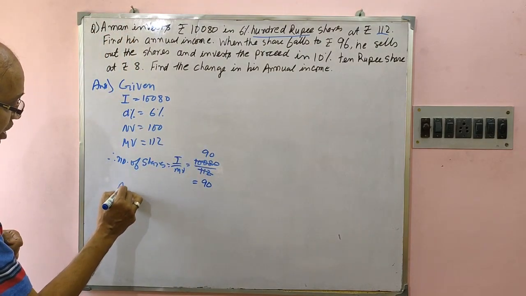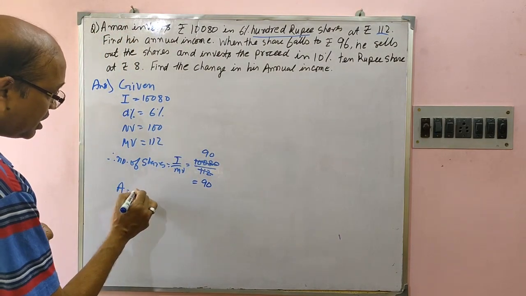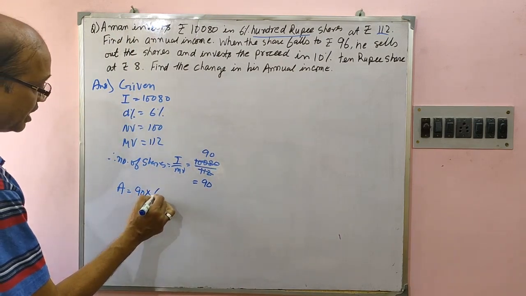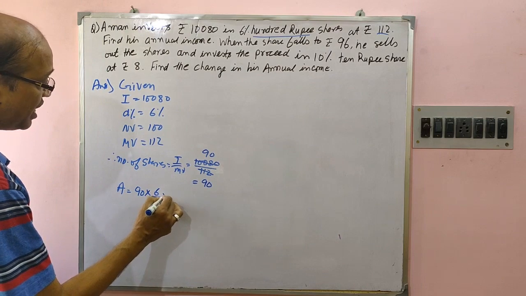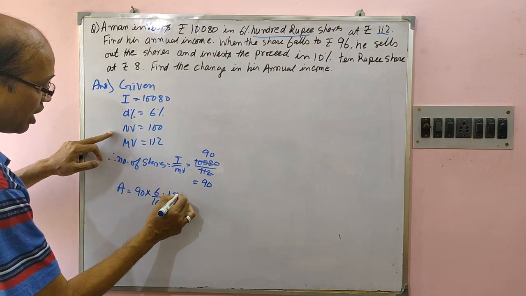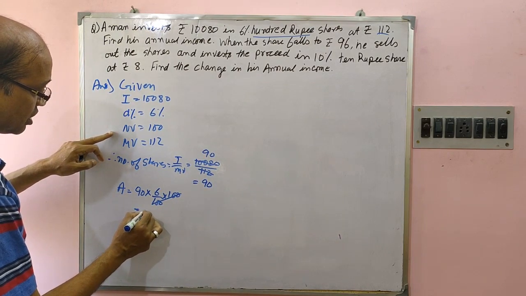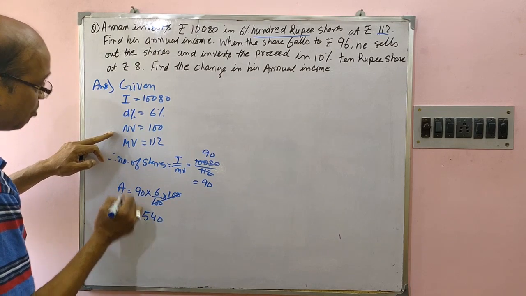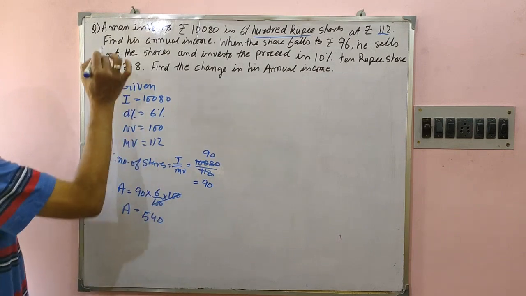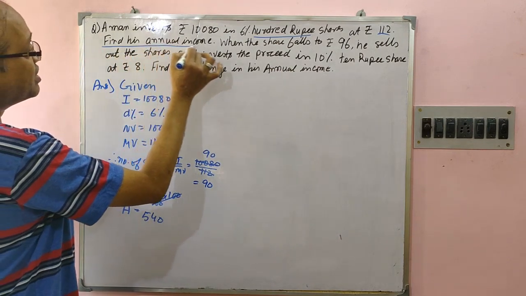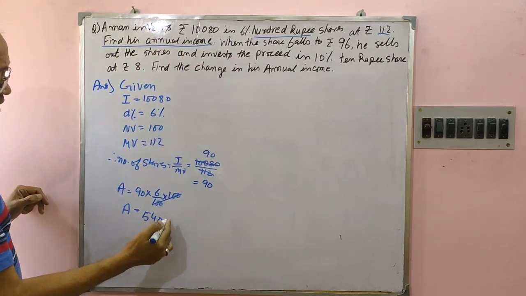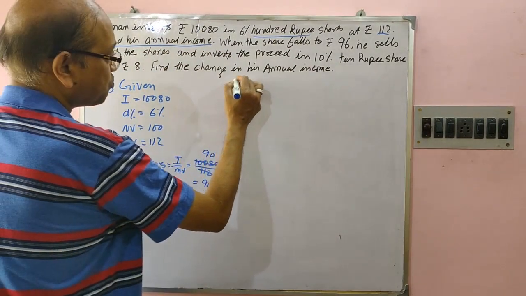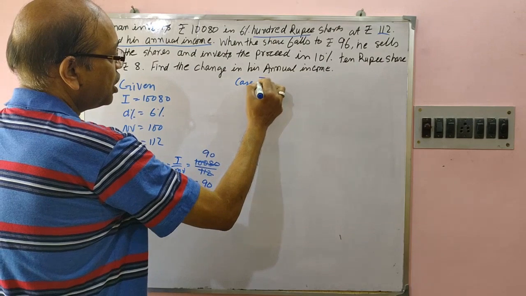Now what is the annual income? Annual income is number of shares into D percent, 6 by 100 into nominal value 100. So 6 9s are 54, 540. Your annual income now is 540. They asked you to find his annual income. The annual income is 540. Now the second part. Case 2.